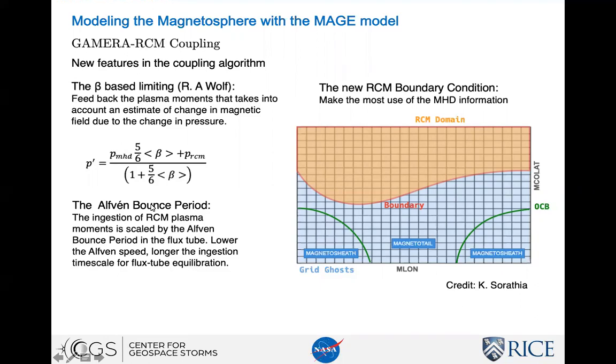Also, we added a flow bounce period used to control the ingestion timescale. At lower flow speed, there is a longer ingestion timescale for better flux tube equilibration. The flow bounce period is basically the flux tube length divided by the flow speed.